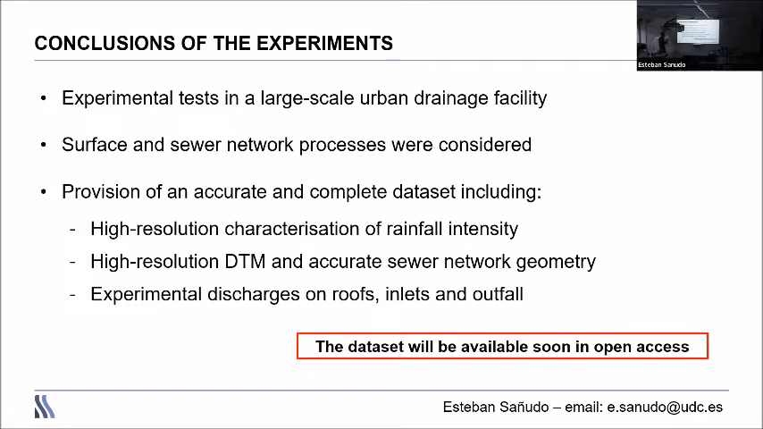So, the conclusions of the experiments are that we have experimental tests in a large-scale urban drainage facility. We consider all the sewer and surface processes, including the bidirectional exchange, and we provide a high-resolution data set with accurate data of rainfall intensity, topography, and all of this. This data set will be available as soon as possible. I don't know exactly when I will finish packaging it.